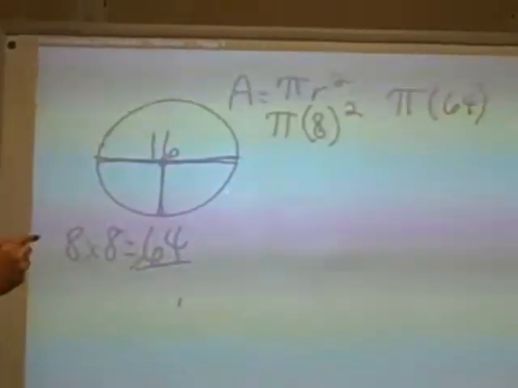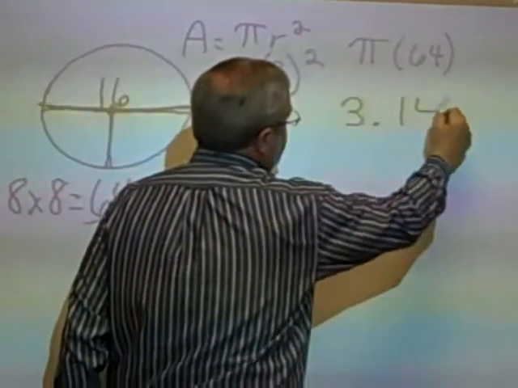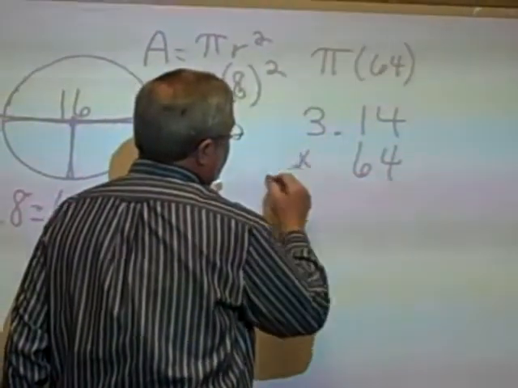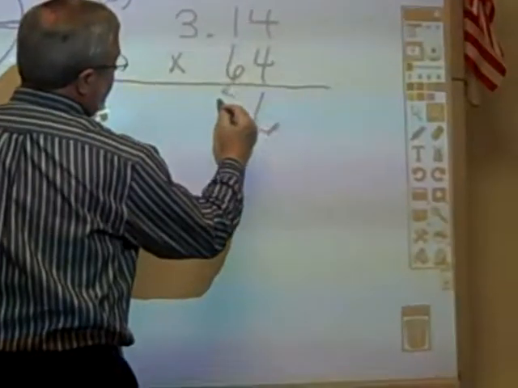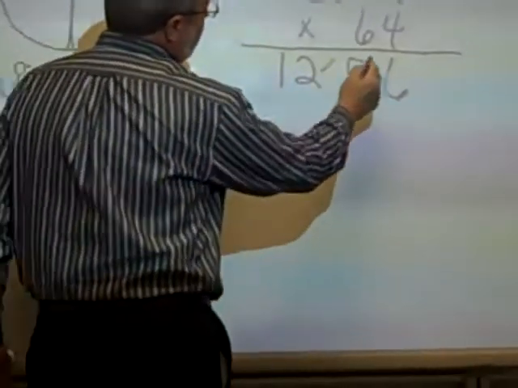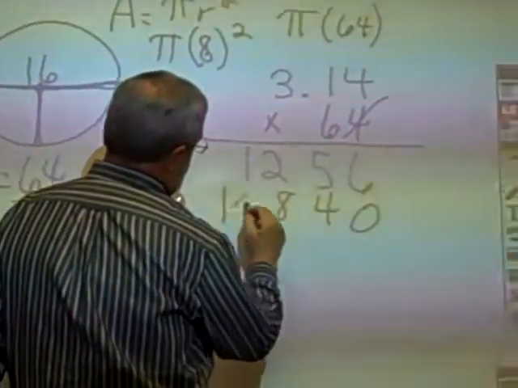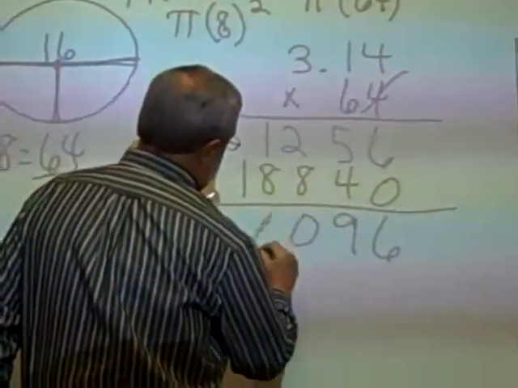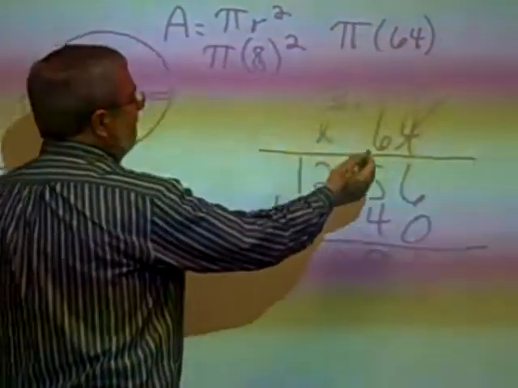Okay. Now let's take our next step. We know that pi is 3.14. So we need to take 3.14, multiply that times 64, and we'll go from there. And I didn't put my lines this time, so I'm going to have to be very careful with my handwriting. So I get 20096.